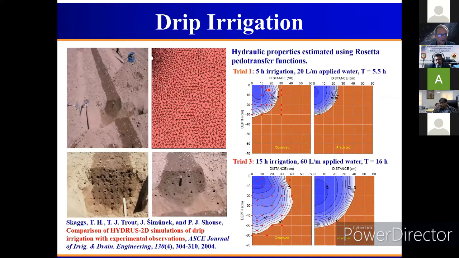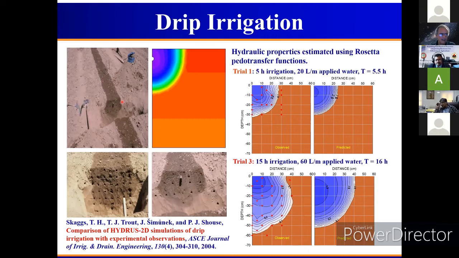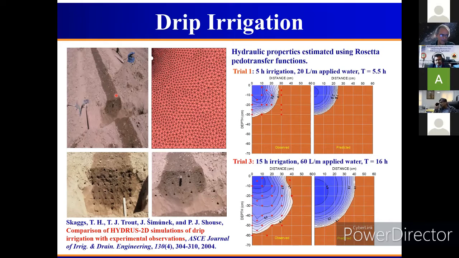This slide provides details about the classical study of Dr. Skaggs, who is currently the director of the US Salinity Laboratory. And in this study, he used data from a field experiment, which involved subsurface drip irrigation and a very detailed monitoring of water contents at different stages of the infiltration experiment. So on the left, you can see the experimental site during the experiment. And you can also see that indeed this drip line can be modeled or approximated as a two-dimensional system. And you can also see the location of the sampling sites, which was manual in this case.